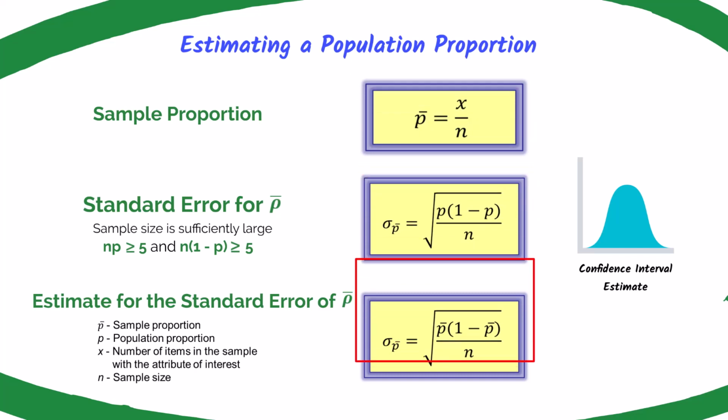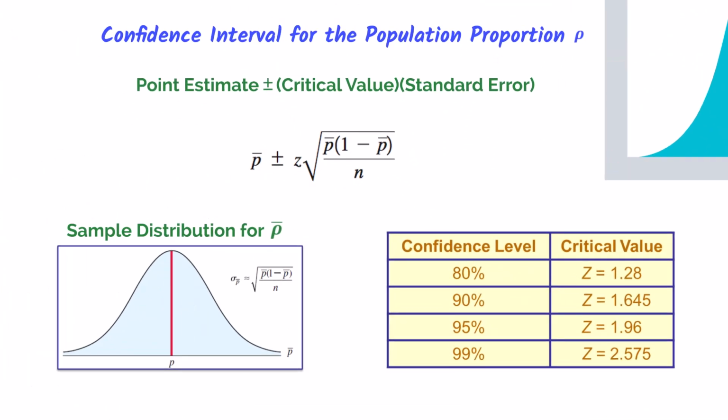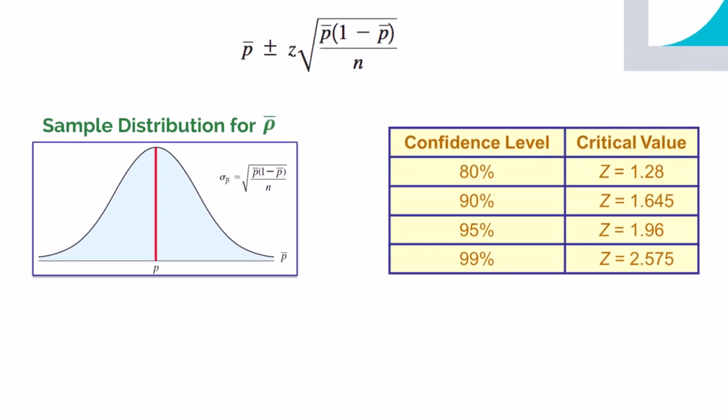Now in this chapter, we're going to be estimating the population parameter because we don't know what the population proportion is. Therefore, we'll use a sample proportion as the estimate for the standard error. So as you can see here, we're modifying the standard error formula to use the sample proportion, or P bar. So the general format for the confidence interval estimate is still the same structure as before, where we had a point estimate plus or minus the critical z-value times the standard error.